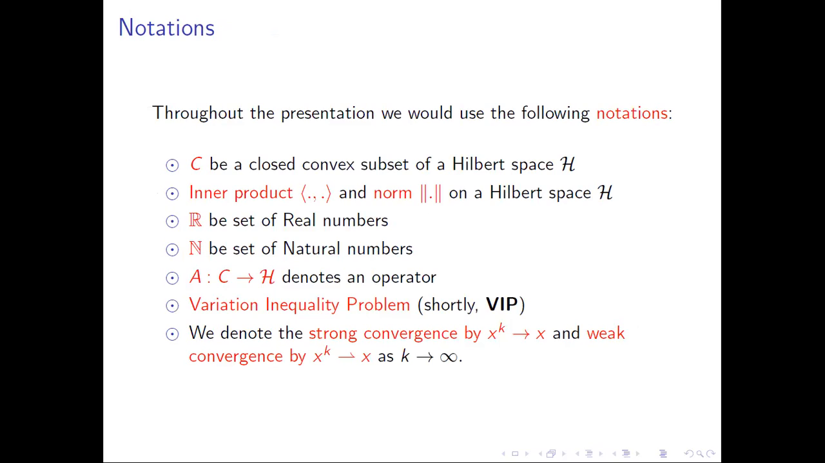Throughout the presentation, we have the following notations: C is a closed convex subset of a Hilbert space, followed by the inner product and norm, real numbers, natural numbers, and the operator is denoted with A. Variational inequality problem, shortly we write VIP, and we denote strong convergence and weak convergence respectively.